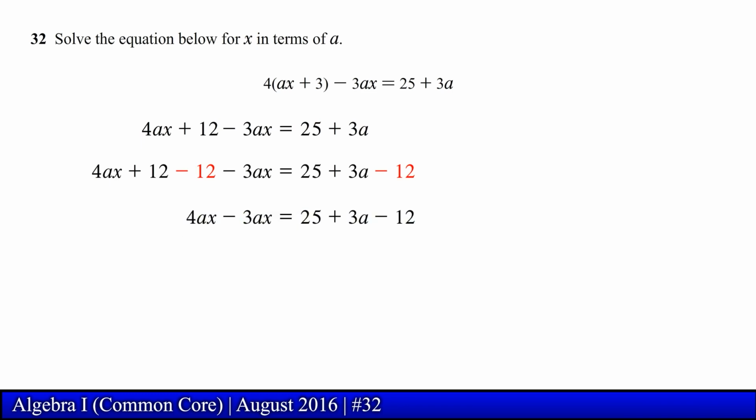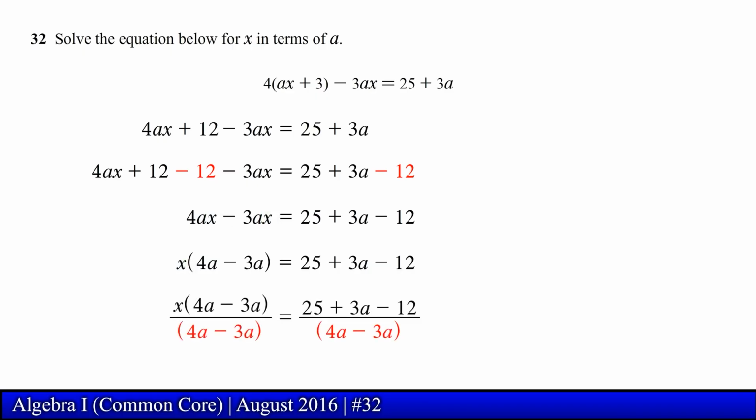From here, we go ahead and factor out the variable x from the terms in the left side of the equation. This way, we can isolate the variable x by itself. Now it is just a matter of dividing both sides of the equation by the factor that is left over. Doing that, we obtain the following.